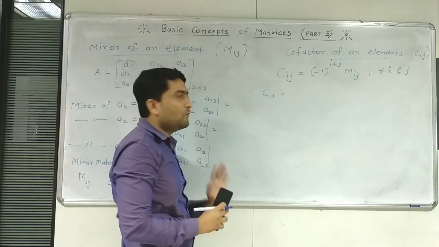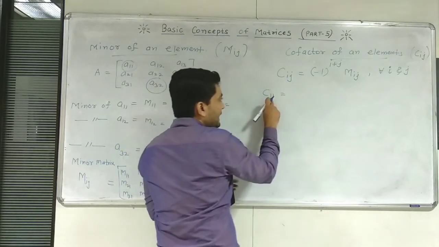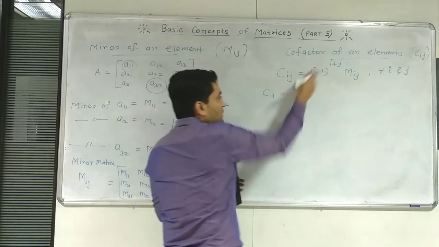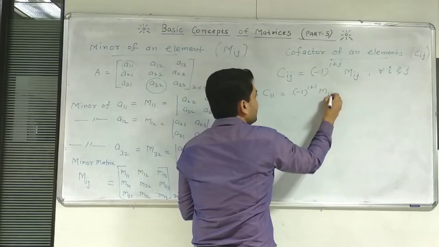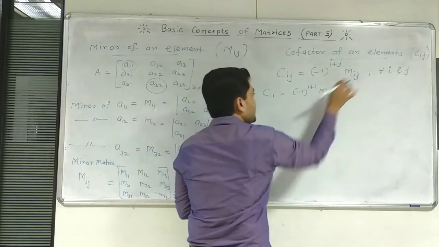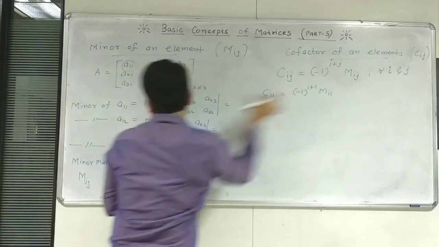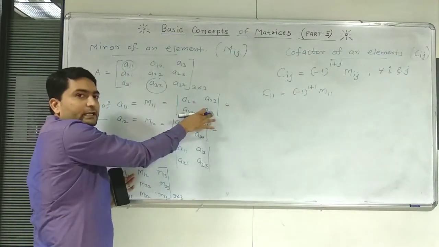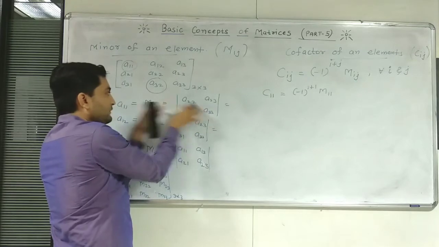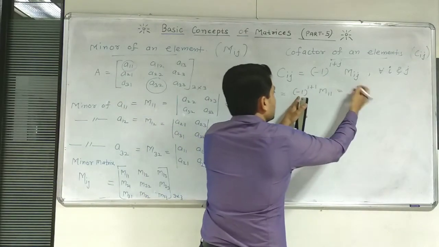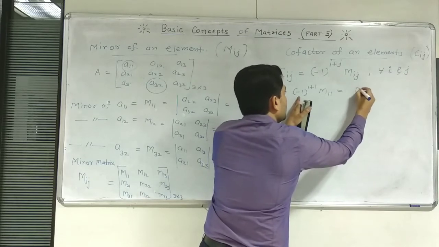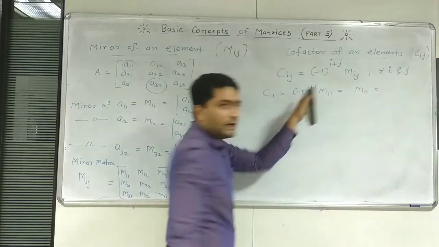If you want to find its cofactor, what do you have to do? Put 1 in place of i and 1 in place of j. So we get minus 1 raised to 1 plus 1 into M11, with i equal to 1 and j equal to 1. So what is M11? M11 is equal to this determinant. Substitute the value here. Minus 1 raised to 2 is a positive value, so here we get M11 only, and write down its value.